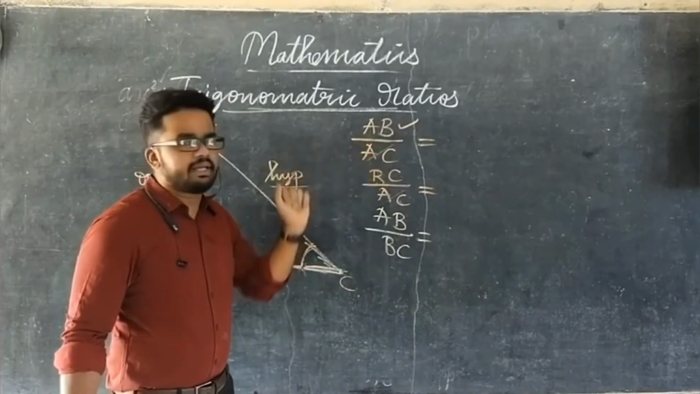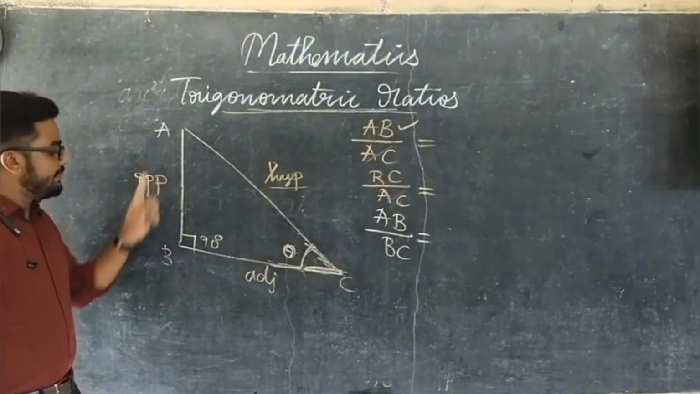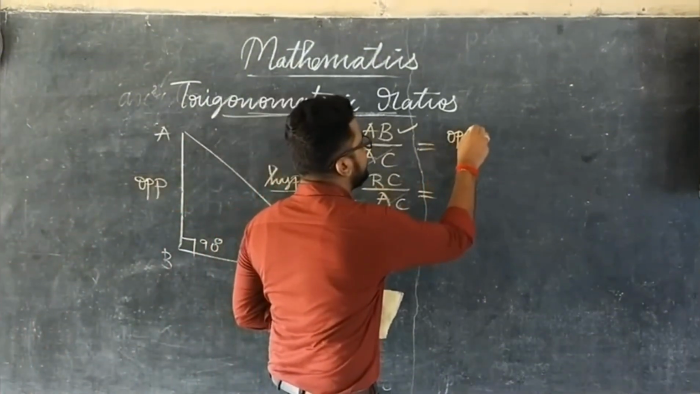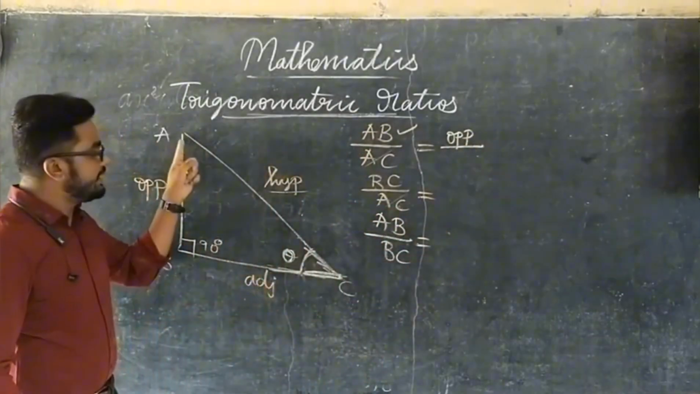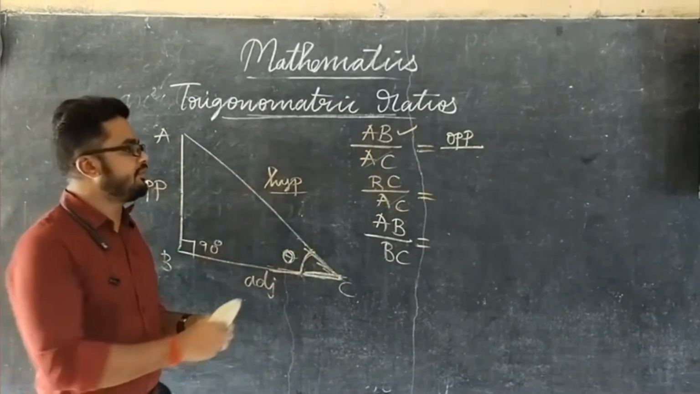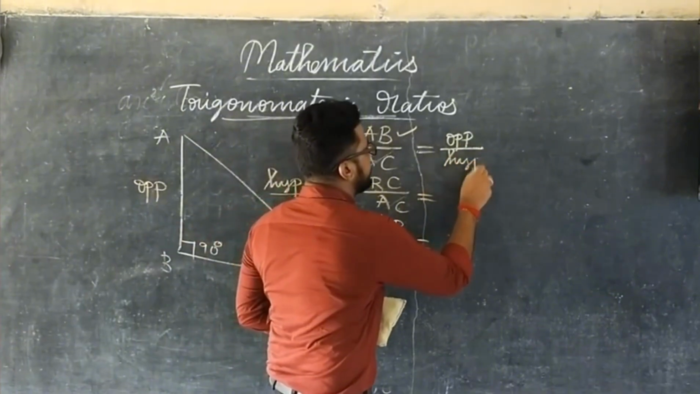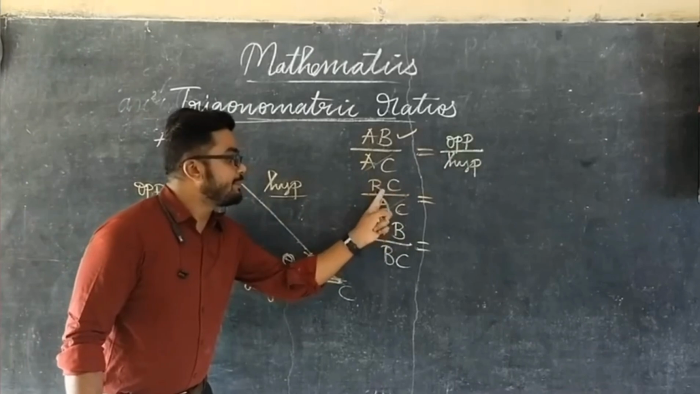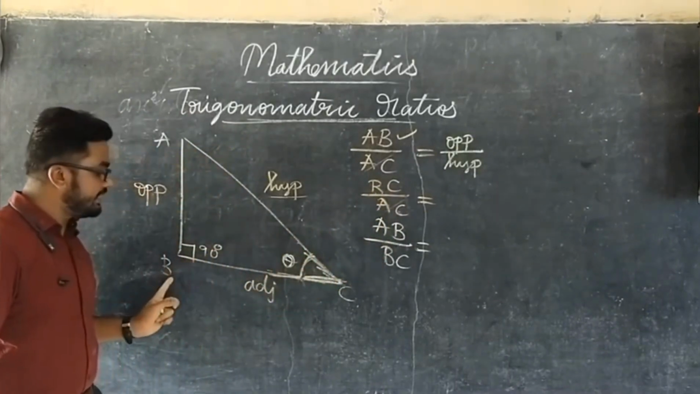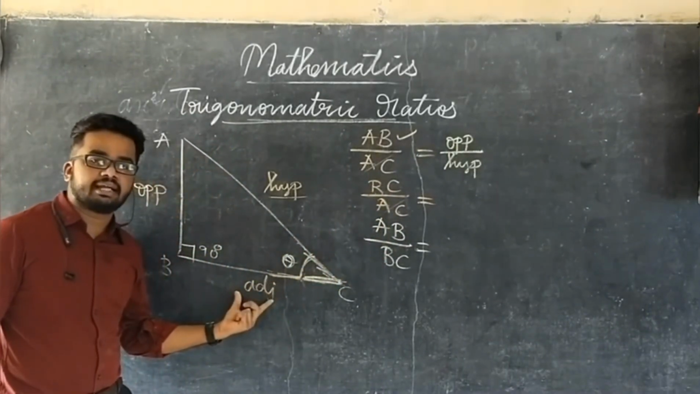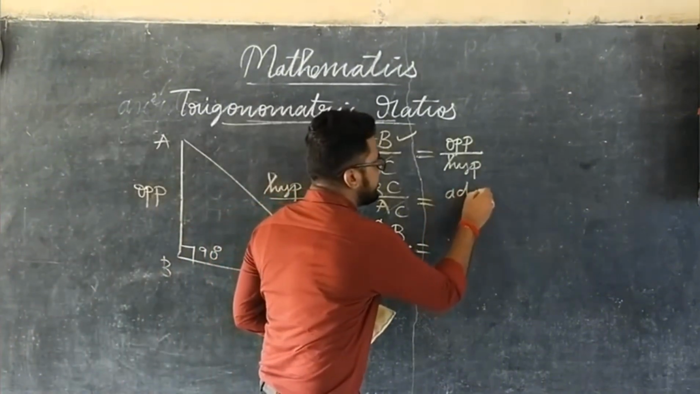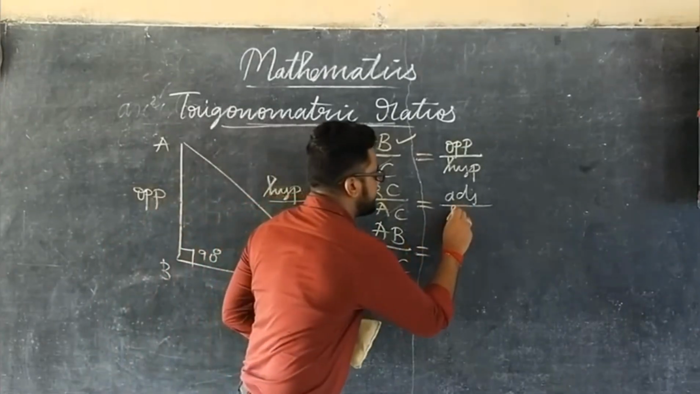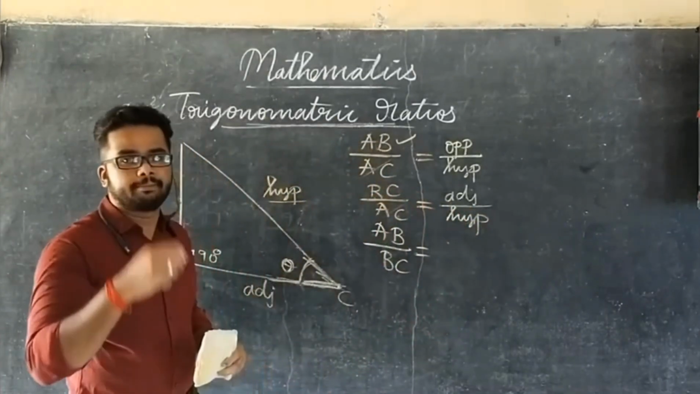Look at here, AB by AC. What is AB? AB is the opposite side according to our figure. What is AC? AC is the hypotenuse in our figure, that is the hypotenuse side. Easy to remember. Now, again we should go to the next one, BC by AC. What is BC? BC is the adjacent side. Let me write, BC is the adjacent side, divided by AC. AC is the hypotenuse side.